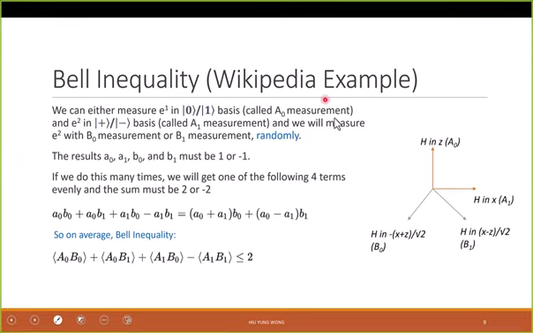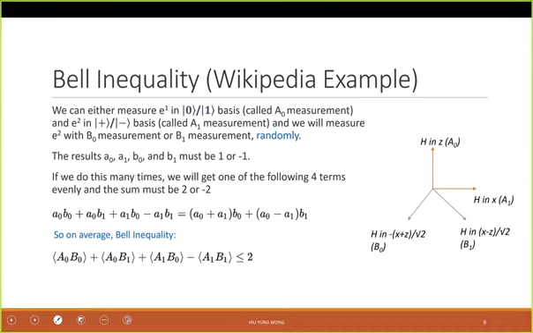I find this Wikipedia example is easier for us because it's shorter, and mathematically it is easier to do the calculation for the cases. Okay, so we'll look at this.